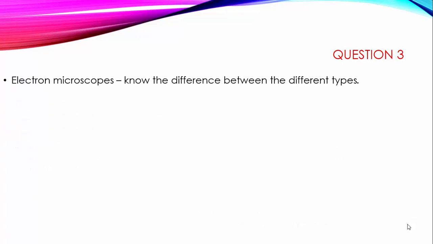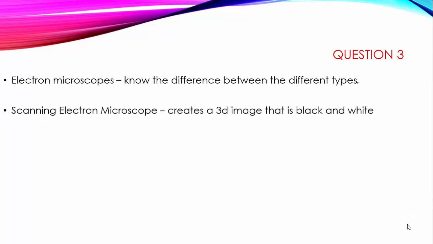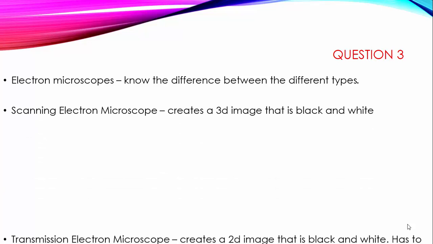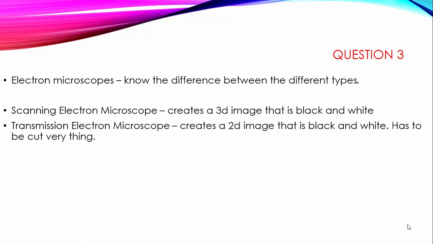All right, number 3, electron microscopes, know the difference between the different types. So this ties back into number 1, knowing the different types of microscopes. There's a scanning electron microscope that creates a 3D image, and it's black and white. We also have a transmission electron microscope, and that creates a 2D image that is black and white. The specimen has to be cut very thin.